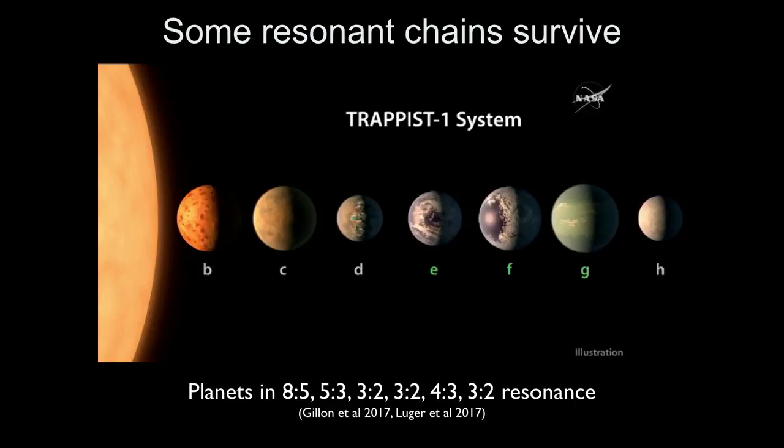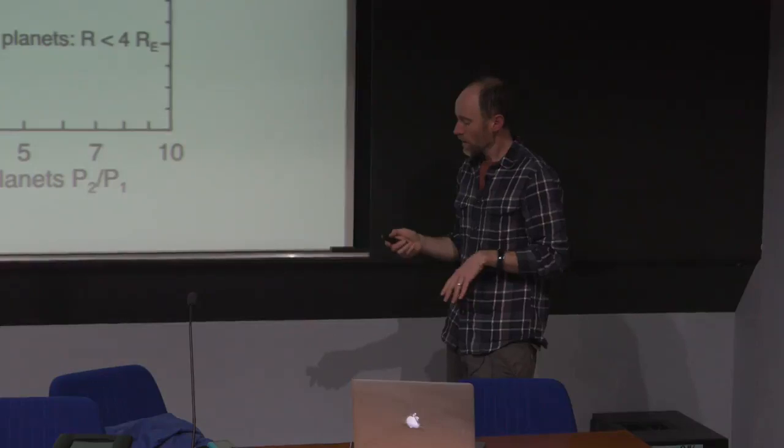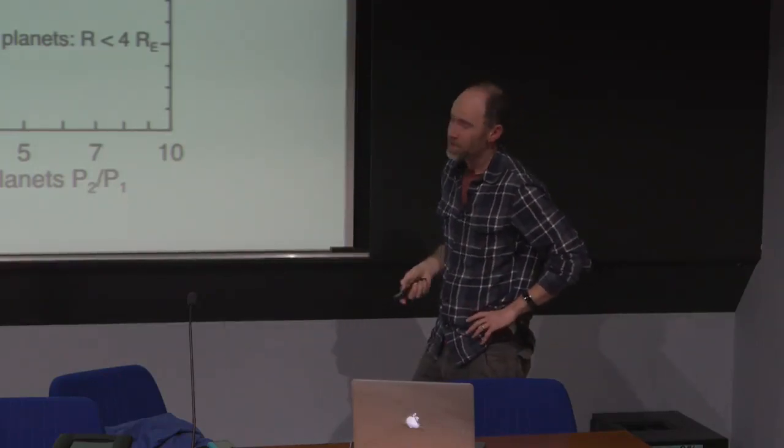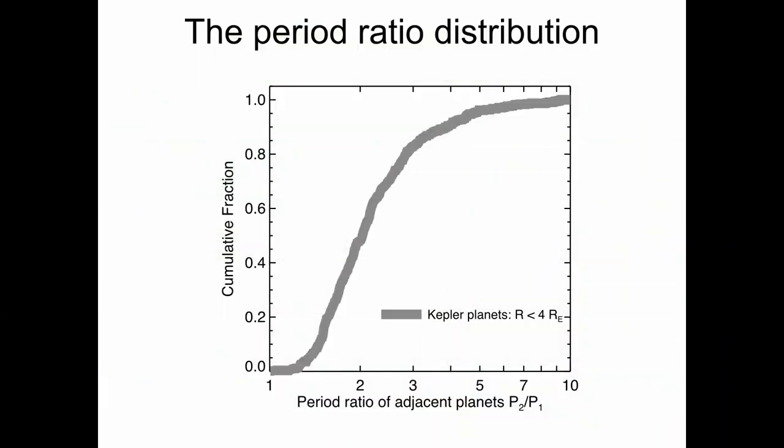And we can test this model with observations of super Earths. This is showing the period ratio distribution. Every time there are 2 planets in Kepler around the same star, you look at what the period ratio is between those and add them up. And this is what you get. It's this distribution.